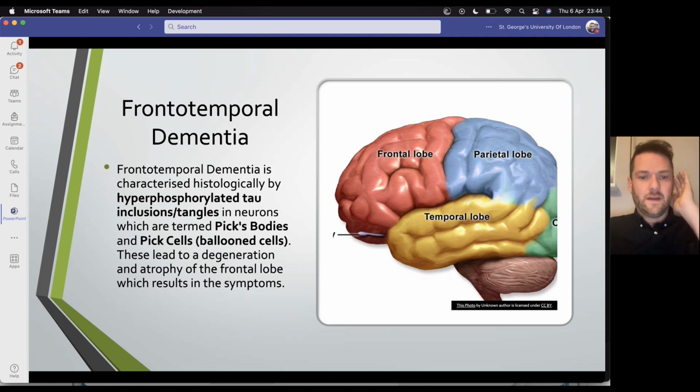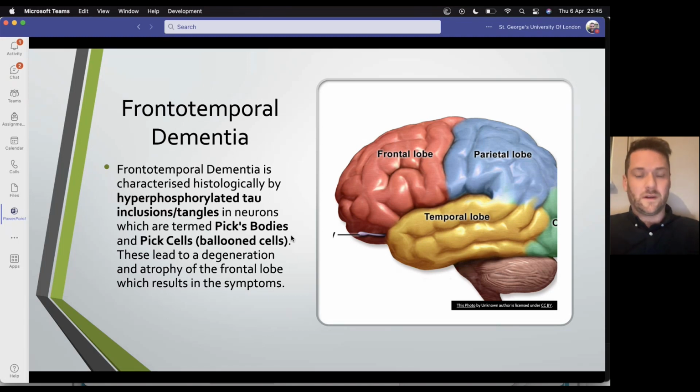These pick bodies are also intracellular, found inside neurons, and they lead to degeneration and atrophy, but of the frontal lobe specifically. So it's really this frontal and temporal area. You'll see why that's important later, because this type of dementia is particularly characterized by behavior change and also issues with speech, such as aphasia. So that's your frontotemporal.